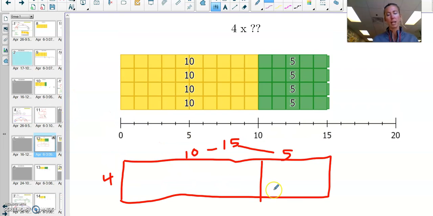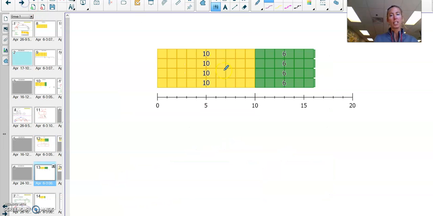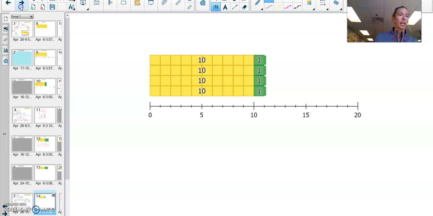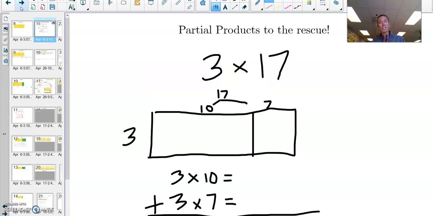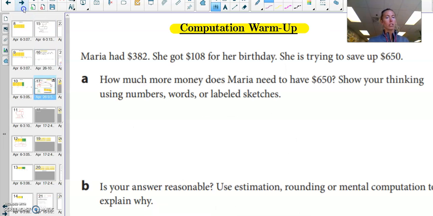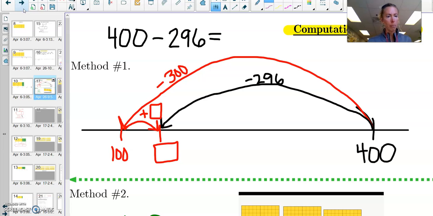So I'm going to have 4 times 10, and I'm going to have 4 times 5. We talk about strategy, and then I give them another one, and then I give them another one. Okay? So you just spend a few days on that, and you just keep giving them a single-digit number times a teen number, and get them good with doing that, or feeling sort of comfortable with that. There are some more computational warm-ups for you to pick from.